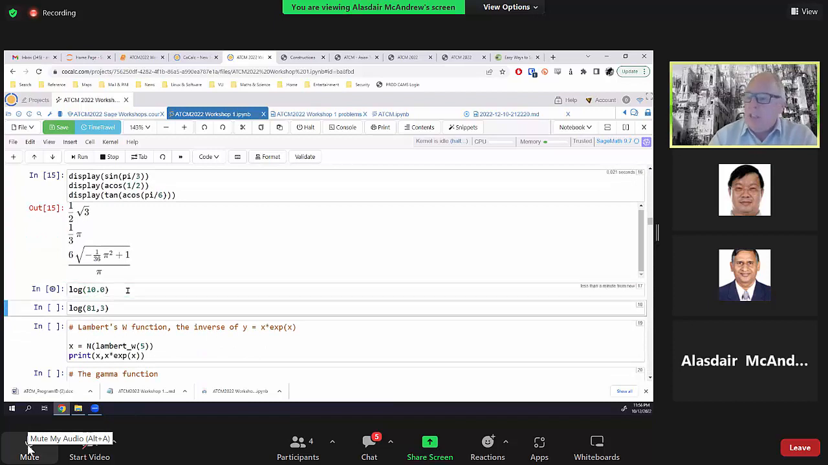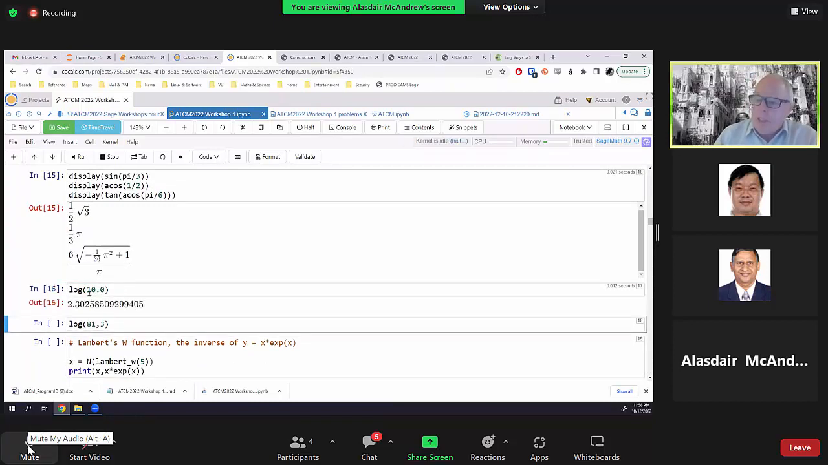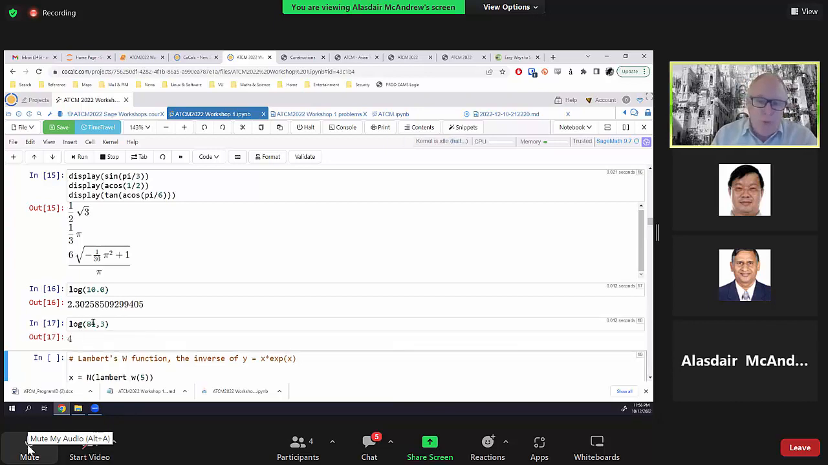Of course, it does logs brilliantly. That's obviously log by itself is your natural log. But you can have a log to any other base by including a second parameter in the log function. So here we'll look at the log of 81 to the base of 3, which as you'd expect is 4, because 3 to the power of 4 is 81.